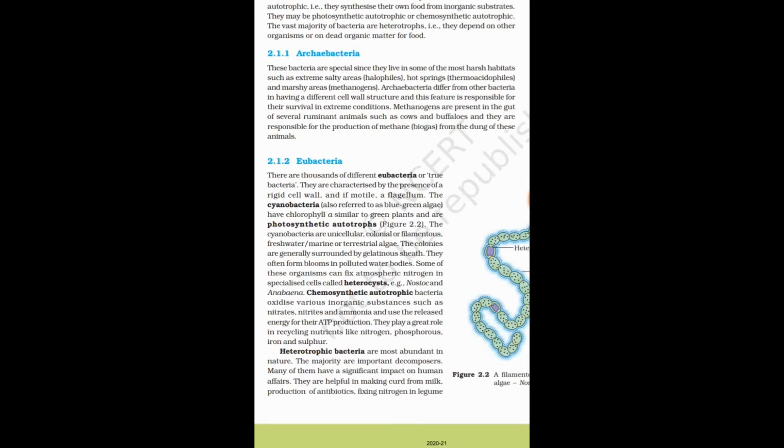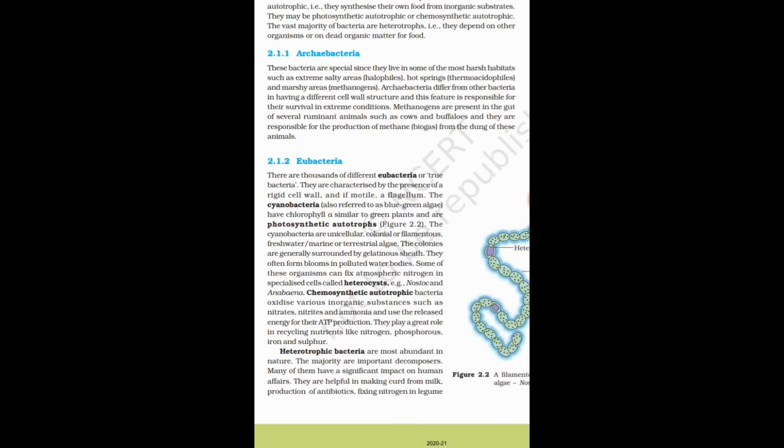Some of these organisms can fix atmospheric nitrogen in specialized cells called heterocysts. Example: Nostoc and Anabaena. Chemosynthetic autotrophic bacteria oxidize various inorganic substances such as nitrates, nitrites and ammonia and use the released energy for their ATP production. They play a great role in recycling nutrients like nitrogen, phosphorus, iron and sulfur.